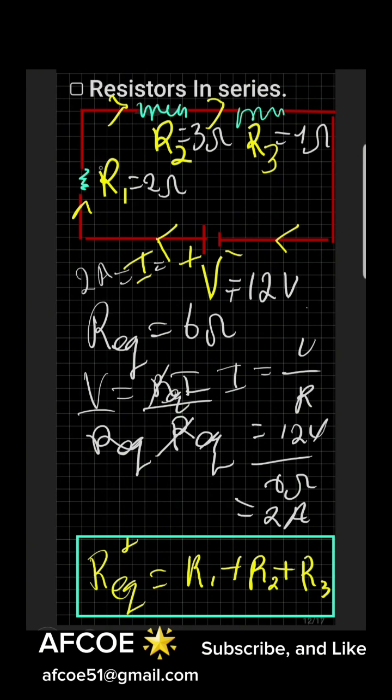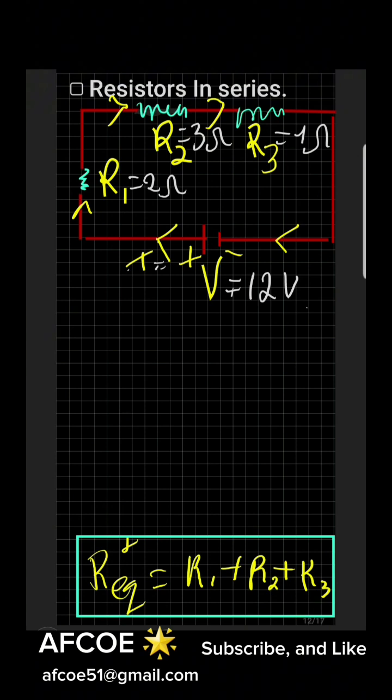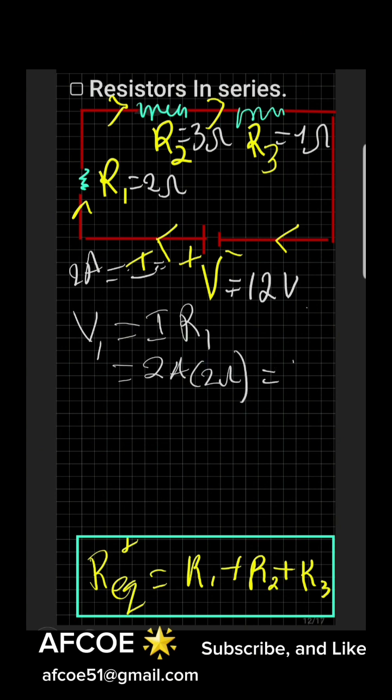So 2 ampere will be passing through this resistor, and 2 ampere will be going through this resistor, and 2 ampere will be going through the resistor, and 2 ampere will be coming back. But the voltage drop across the resistors will be different. So I can know the voltage drop across each resistor as well by simply, let us just take our time. So we have this current to be 2 ampere, and 2 ampere is flowing through R1. So the voltage drop V1 across R1 will be I R1, since the same current is flowing. 2 ampere times 2 ohms, which gives us 4 volts.